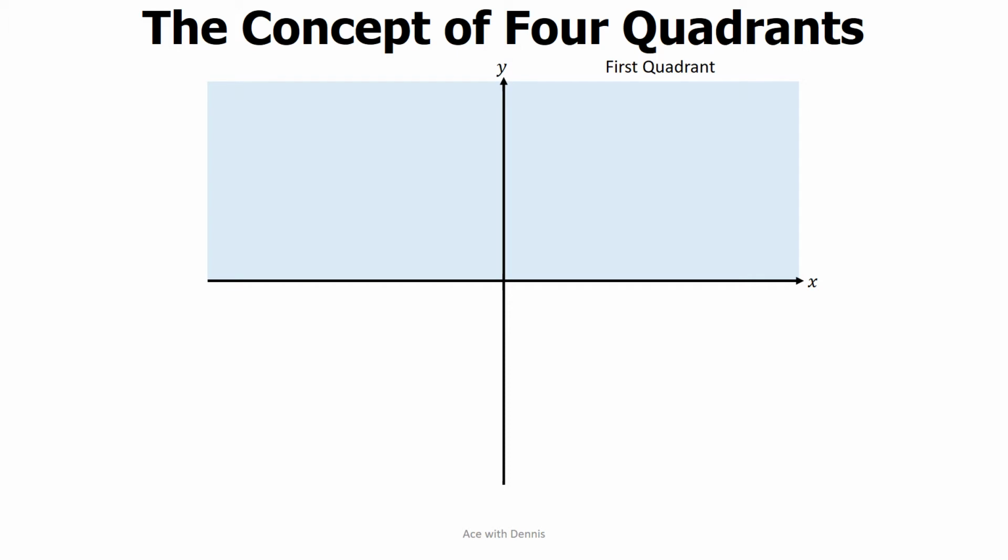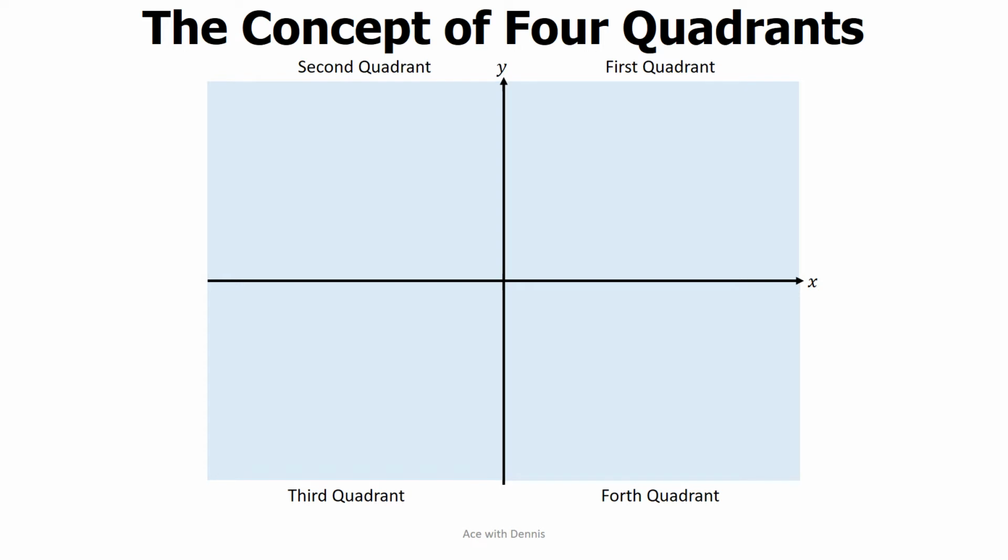Then this region is the second quadrant, where all the x values are negative and all the y values are positive. This is the third quadrant. For this region, both the x and y values are negative. And lastly, this is called the fourth quadrant, where all the x values are positive and the y values are negative.